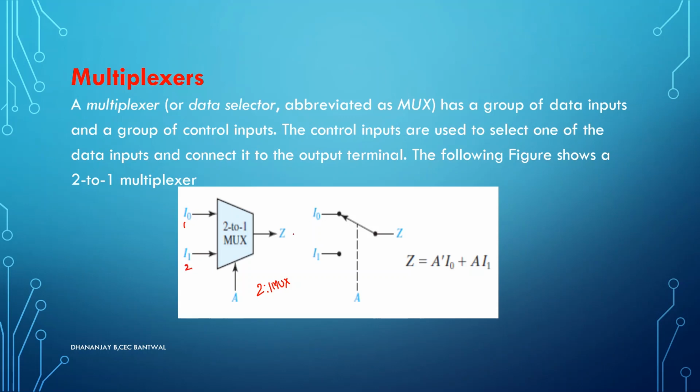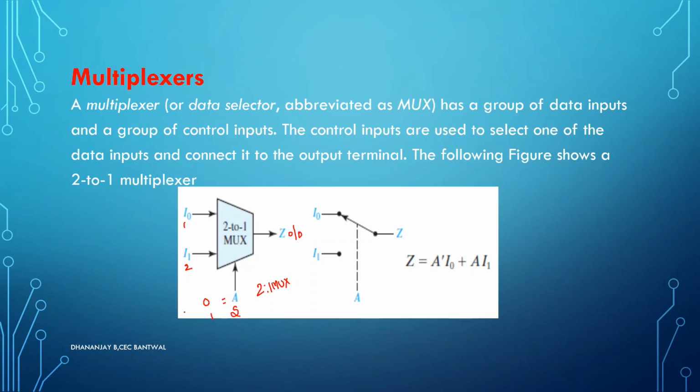And this is your output, and this is your selector input. Based on the values of the selector inputs, one of the data inputs will be selected and sent to the output side. So this A can have two values. It can have the value either 0 or 1.